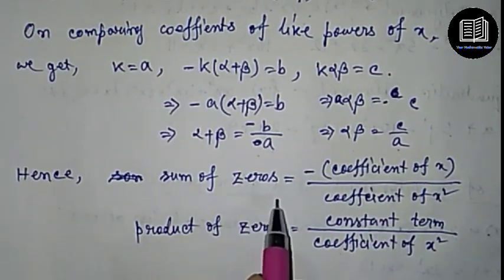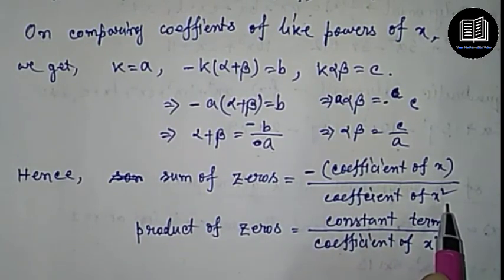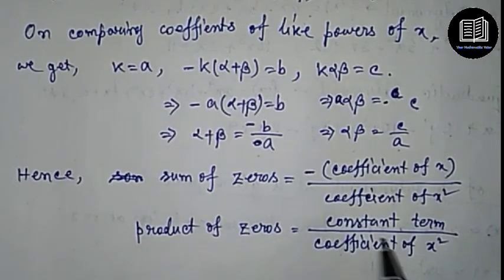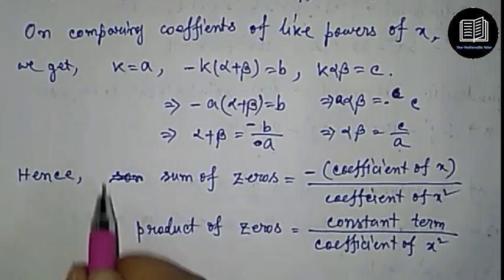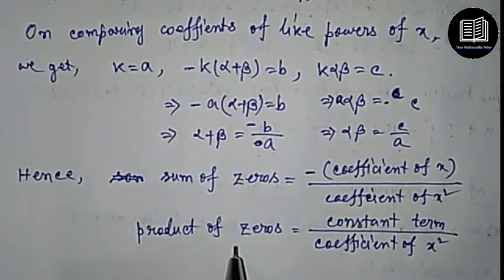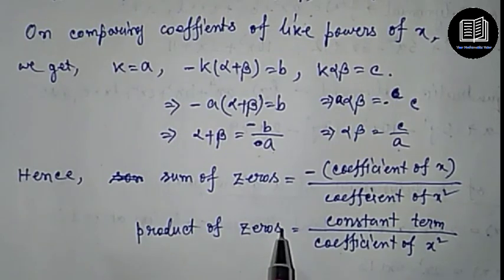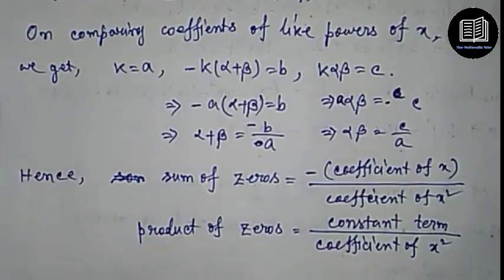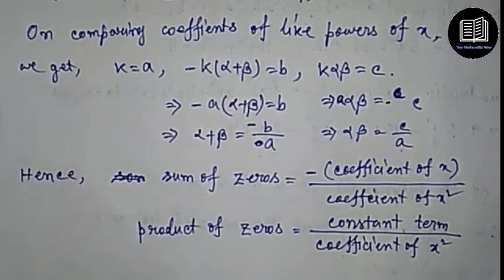So this is our result, that means this is the relation between zeros and coefficients. Sum of zeros equals minus coefficient of x by coefficient of x square, and product of zeros equals constant term by coefficient of x square. So remember this relation always, because we will use this result in our problem solving. Okay, so we complete our session. Hope it will be helpful for you. Thank you everyone.